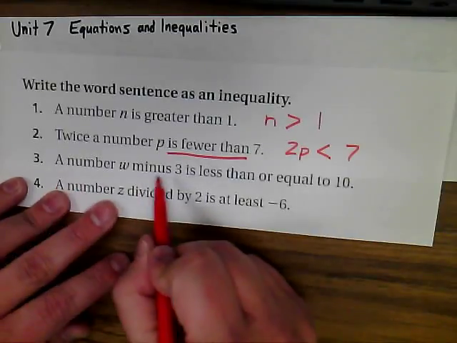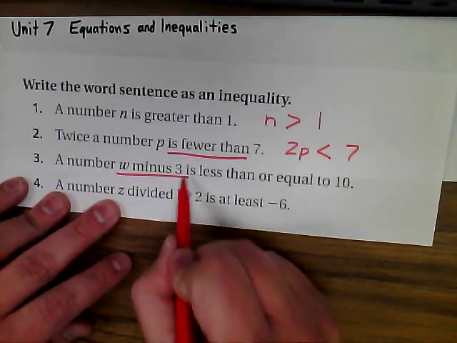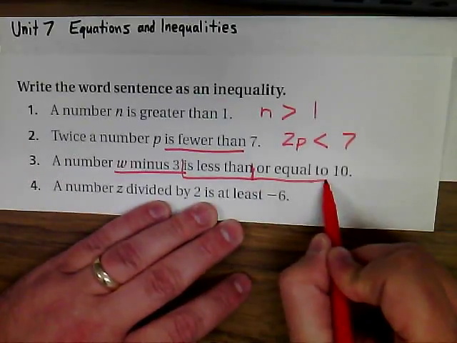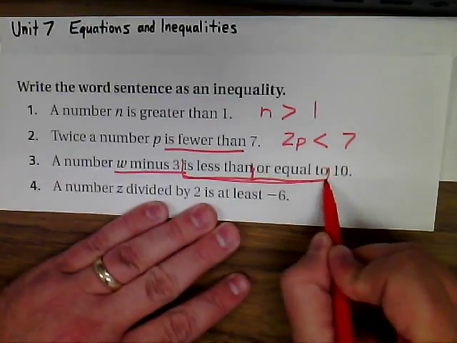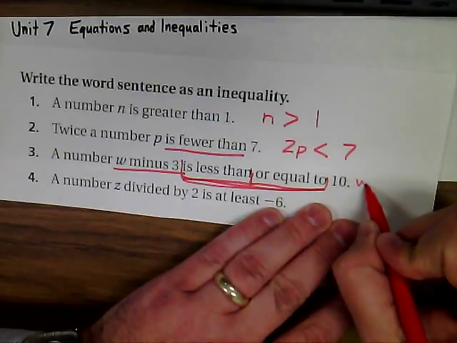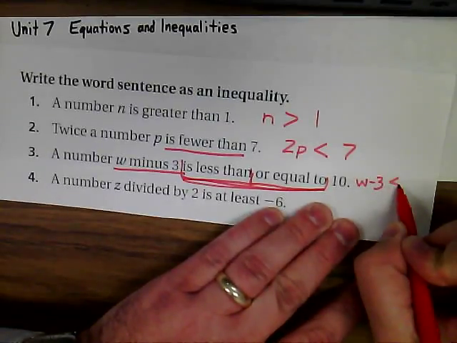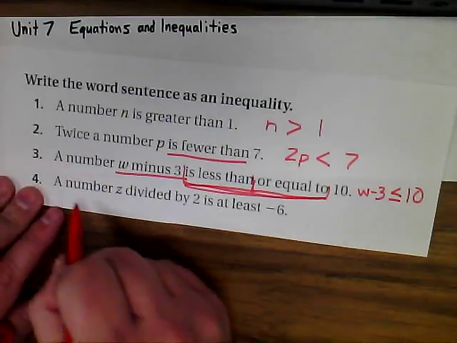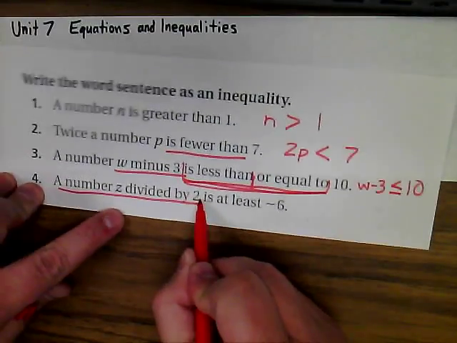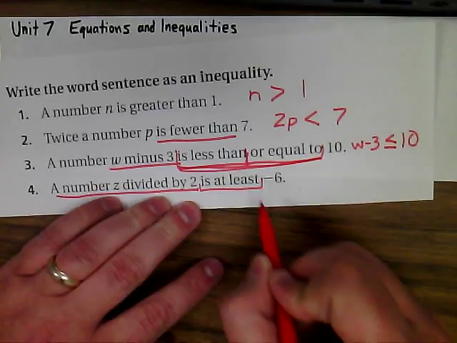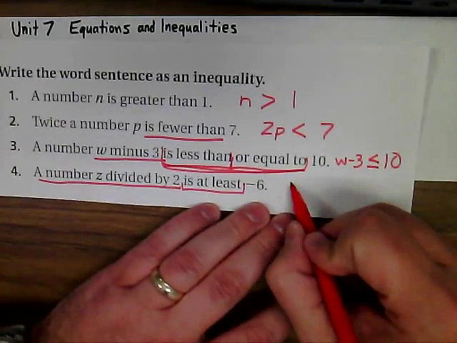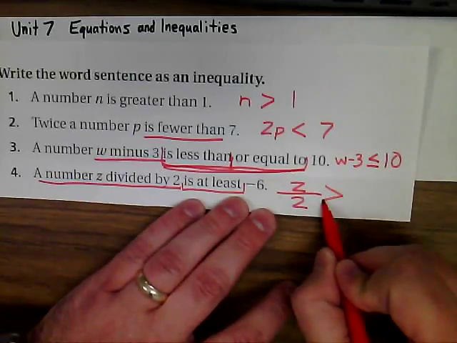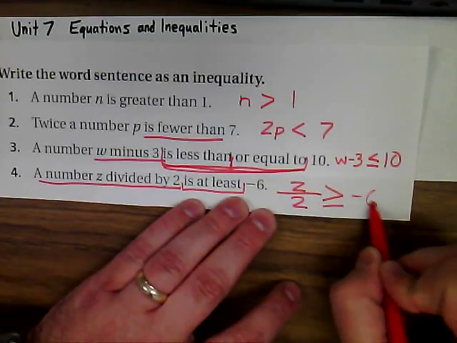The number w minus 3, so we're doing w minus 3, is less than or equal to. So this is all one symbol right here. So w minus 3 is less than or equal to 10. And then a number z divided by 2 is at least negative 6. So z divided by 2 is at least, we just talked about, means greater than or equal to negative 6.